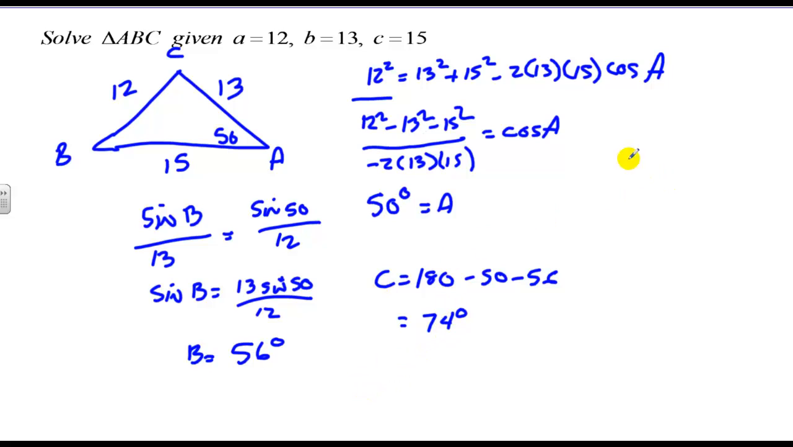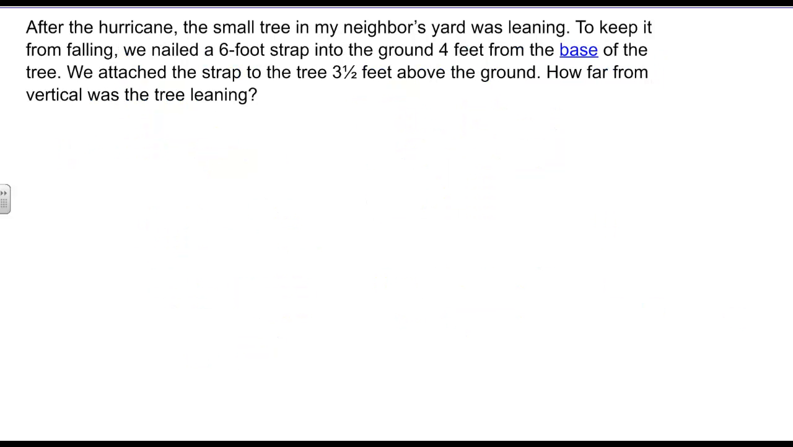Let's do one more example. In this problem, we have a situation where there's a tree that's blown over. 4 feet from the base of that tree, we're going to drive in a stake and tie to the tree a 6-foot strap that's 3.5 feet up. We want to know how far from vertical that is. And we'd have to use a law of cosines. We have side, side, side.